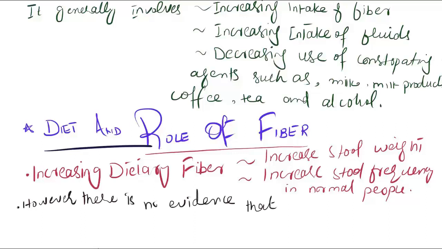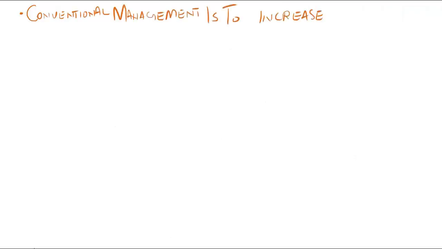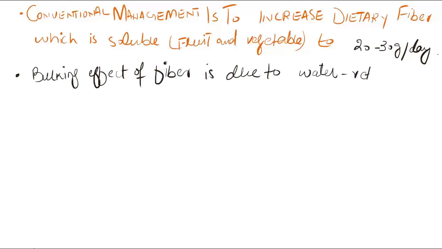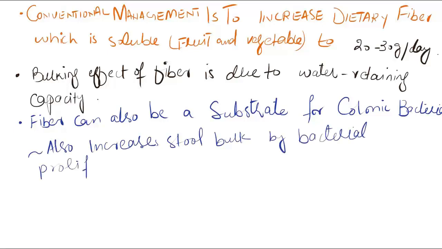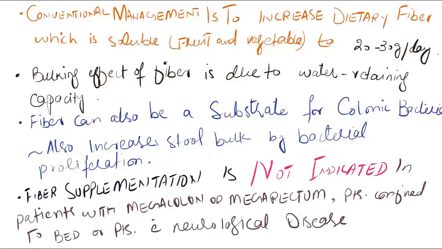However, there is no evidence that constipated patients consume less fiber than non-constipated people. Conventional management is to increase dietary soluble fibers like fruit and vegetables to 20 to 30 gram per day. Bulking effect of fiber is due to water retaining properties. Fiber can also be substrate for colonic bacteria, increasing stool bulk by bacterial proliferation. Fiber supplementation is not indicated in patients with megacolon or megarectum, patients confined to bed, or patients with neurological disease.